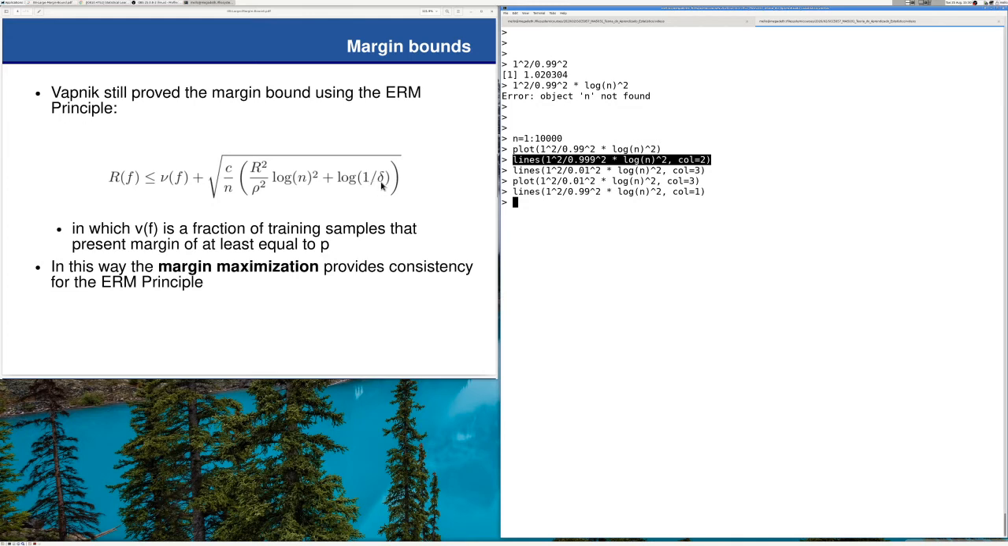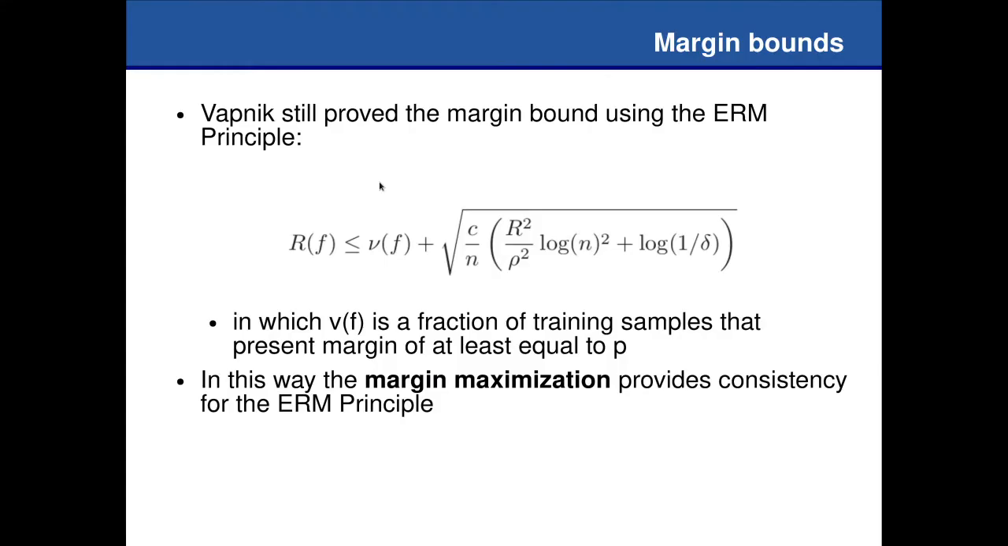This delta is the same delta we discussed before. It is the confidence level we wish to ensure for the uniform convergence of our empirical risk minimization principle, as you guys might remember, okay?